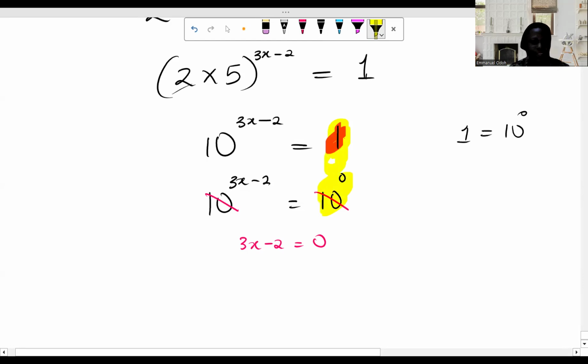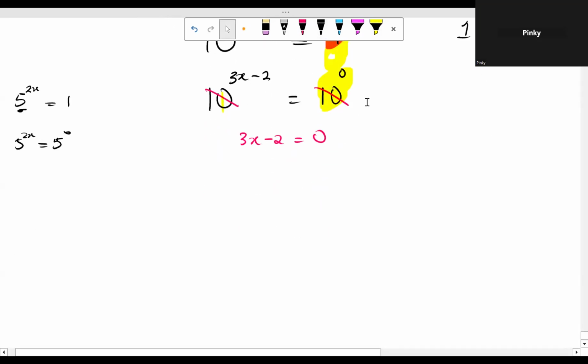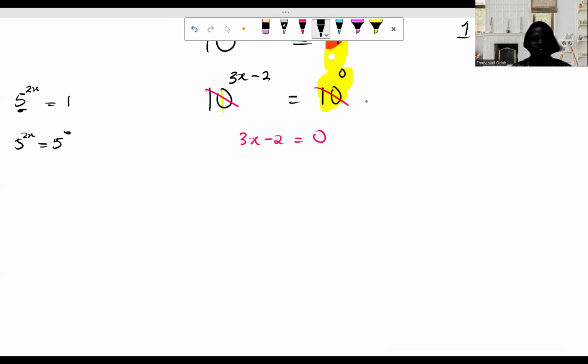So if the left hand side was, if we had something like 5 to the power of 2x is equal to 1, since this base is 5, we can just write 5 to the power of 2x equals 5 to the power of 0. Is that clear? Okay, sir. Yes. Great.